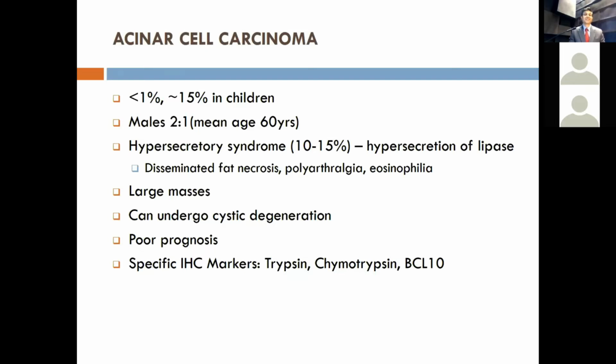They can present as large masses that can sometimes undergo cystic degeneration. Clinically, in a small subset of patients, they can produce a hypersecretory syndrome, which is caused by hypersecretion of lipase, and it causes disseminated fat necrosis, polyarthralgia, and eosinophilia. As seen in this case, these specific immunohistochemistry markers are key in diagnosis. So this tumor is positive for trypsin, chymotrypsin, and BCL10.